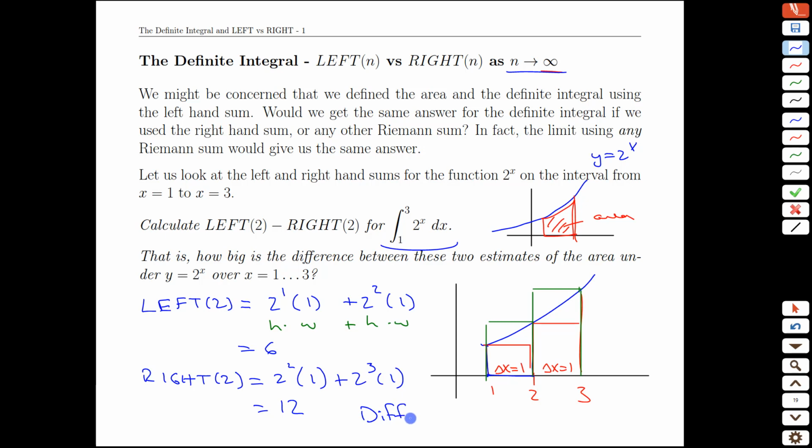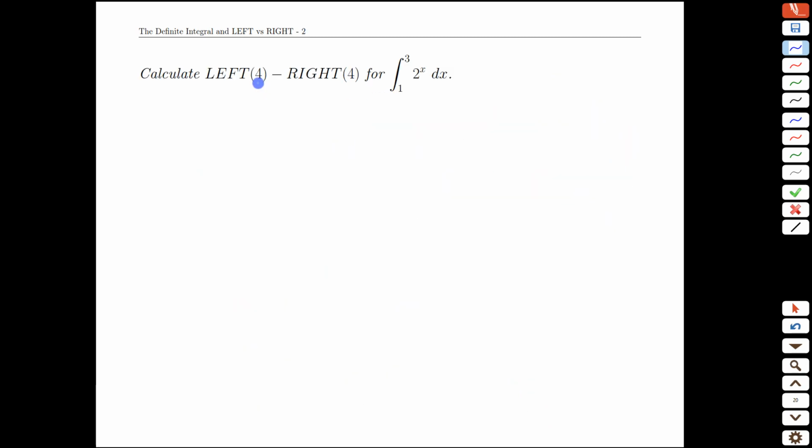What we want to focus on here is how different are they? Well, the difference is going to be 12 minus 6, and that'll be 6 difference. So the area that's included in green but not in red is 6 total. That's a pretty big difference. That's a pretty wide range between those two estimates. But what if we repeat that calculation with 4 intervals?